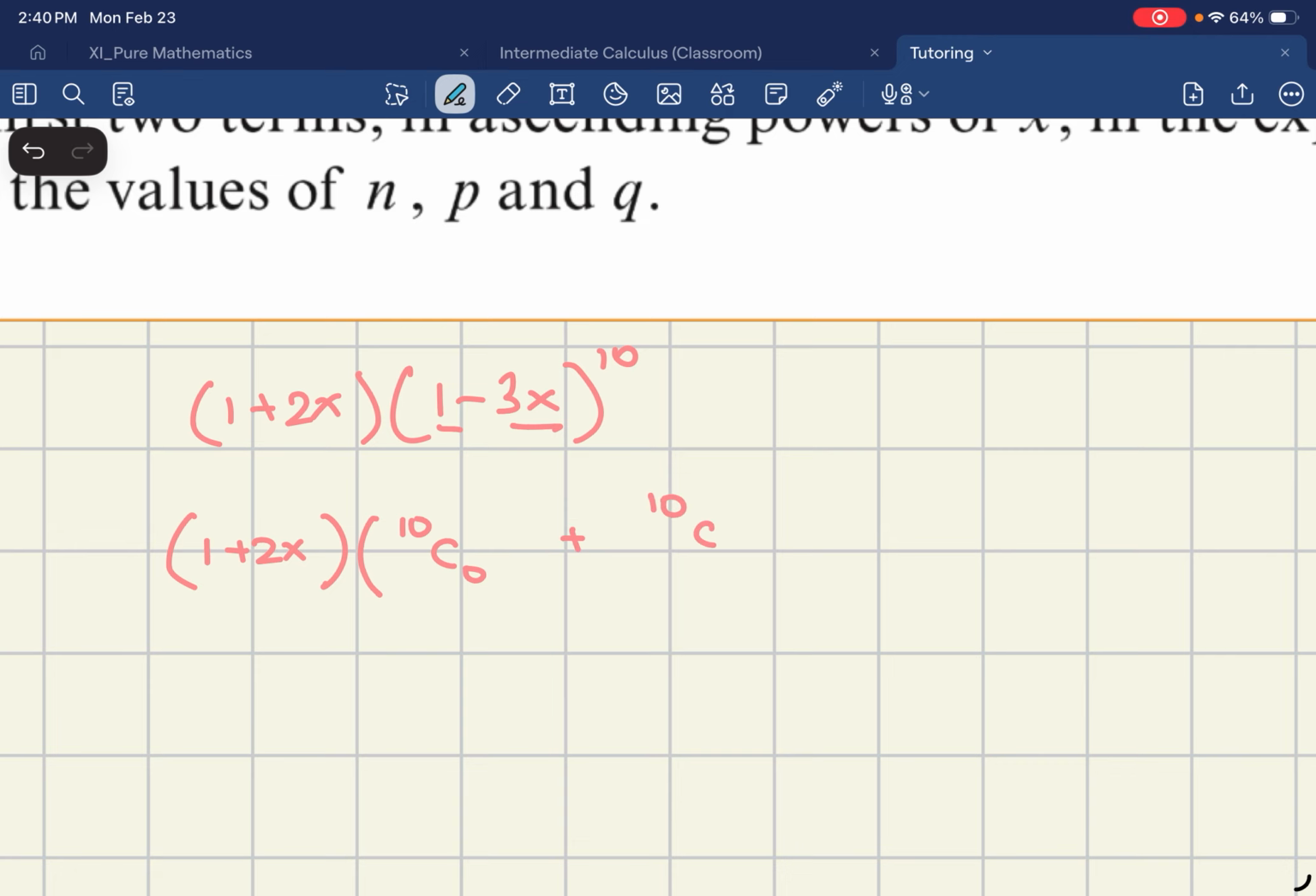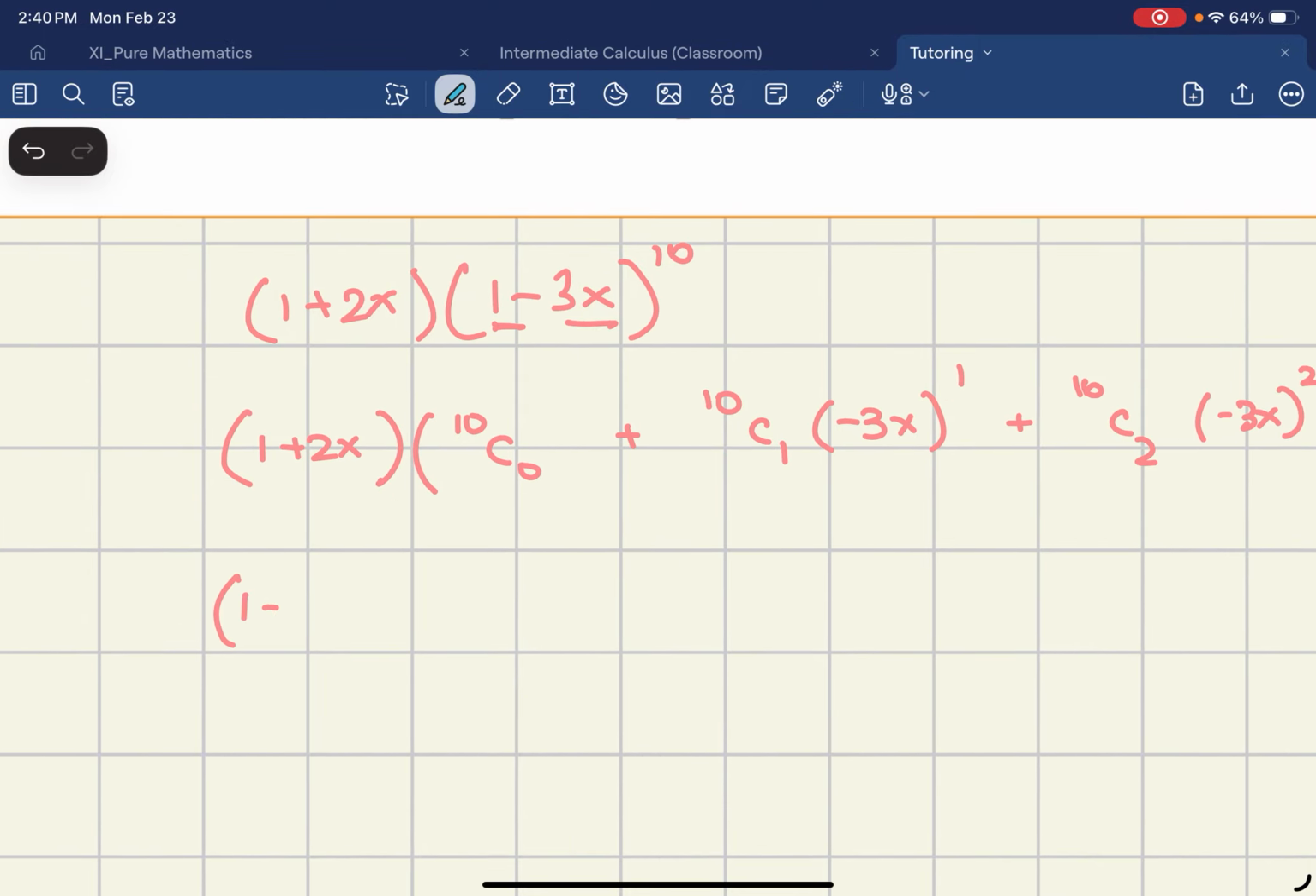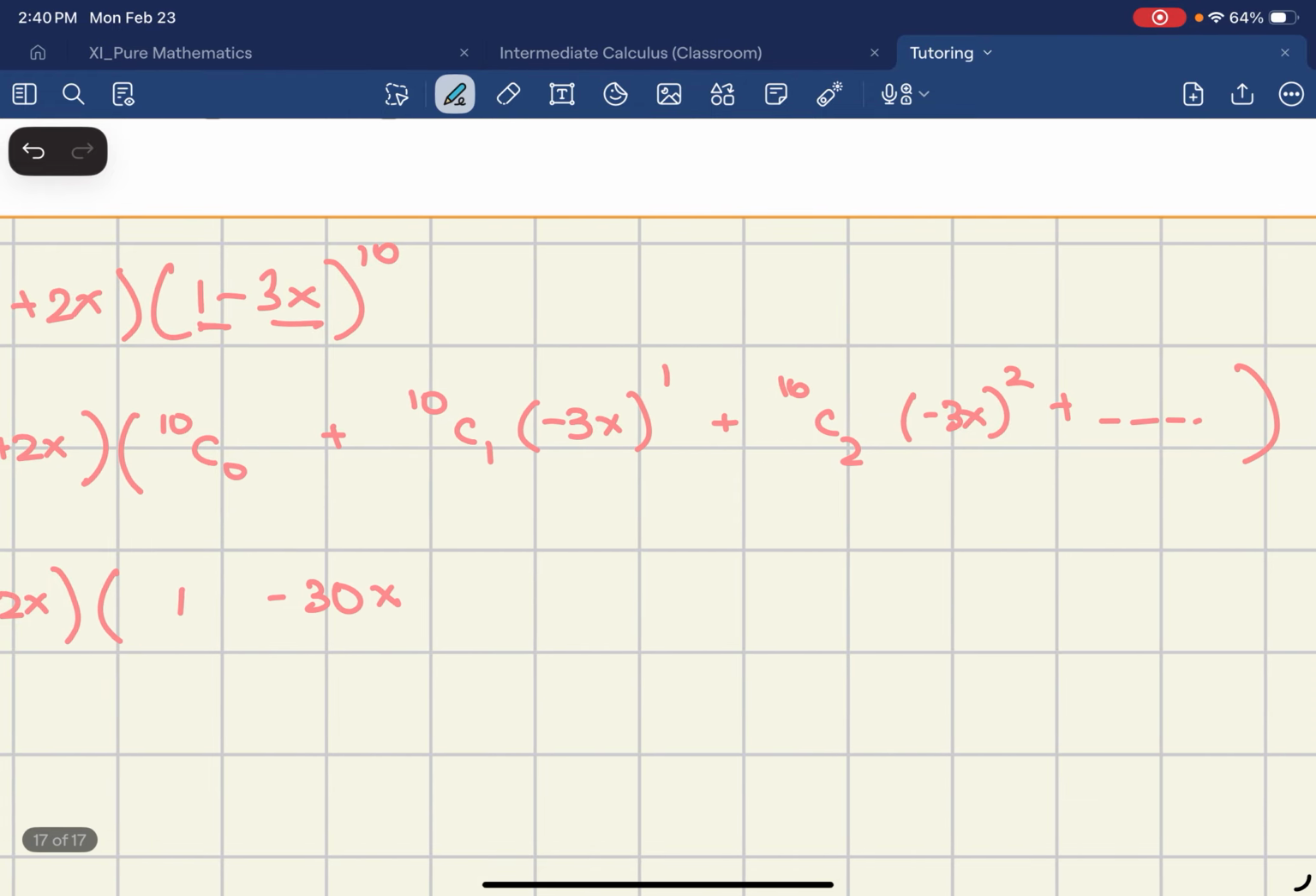Plus 10c1, I don't need to do 1 to the power 9. That is always just 1. Minus 3x to the power 1. And finally 10c2 minus 3x squared. And I can go on and on, but I'm not going to. 1 plus 2x, 10c0 is 1, plus this is going to give me negative 30x if you simplify, and 10c2.